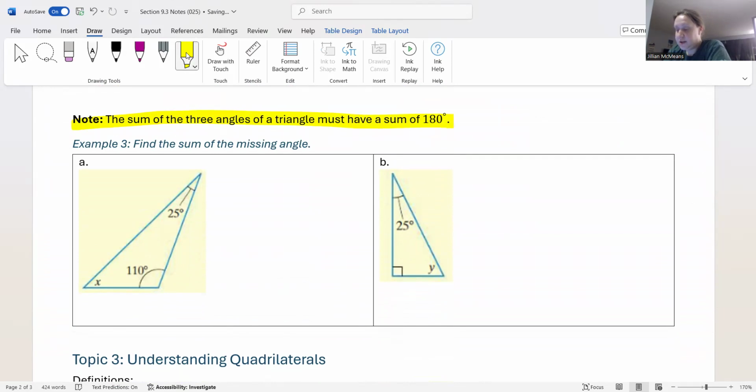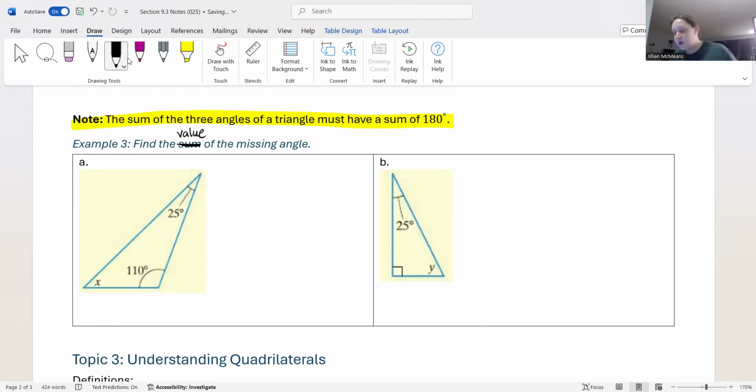So what we're going to do in example 3 is find the... you can tell I was doing different things here. I'm really sorry, there's a typo. It says find the sum of the missing angle. Well, you're not finding the sum of the missing angle. You're finding the value of the missing angle. So fix that right there. So find the value of the missing angle. I was probably going to say something like find the sum of the three angles and then changed my mind.